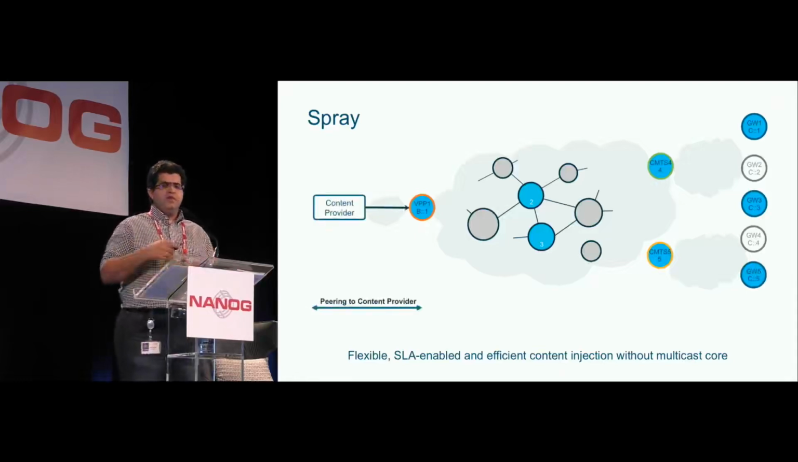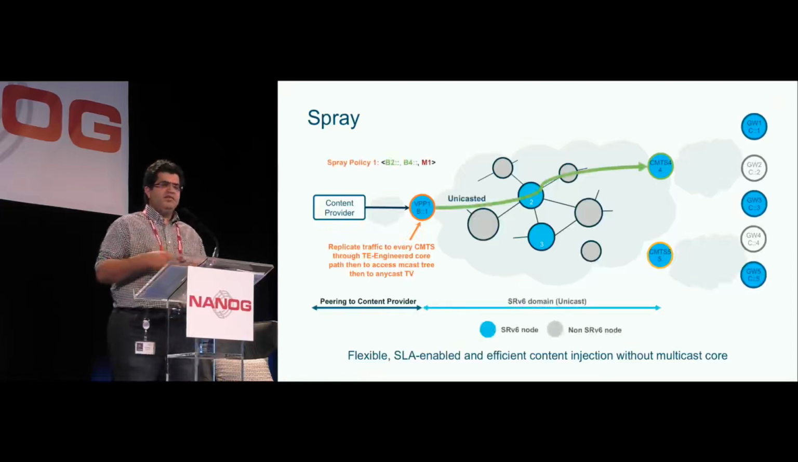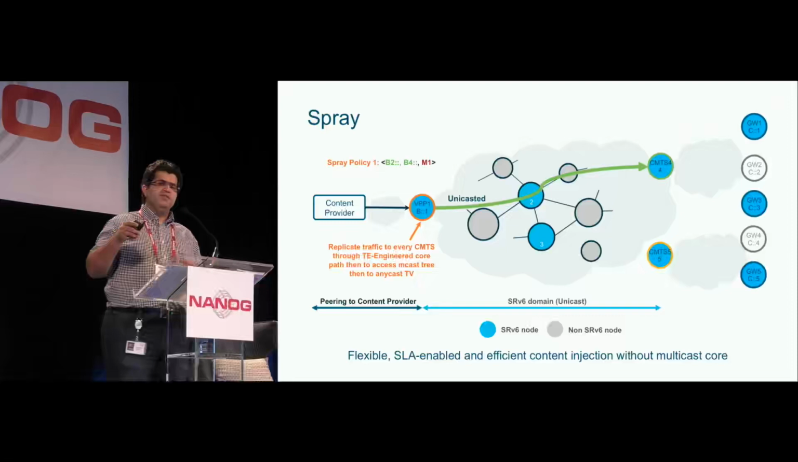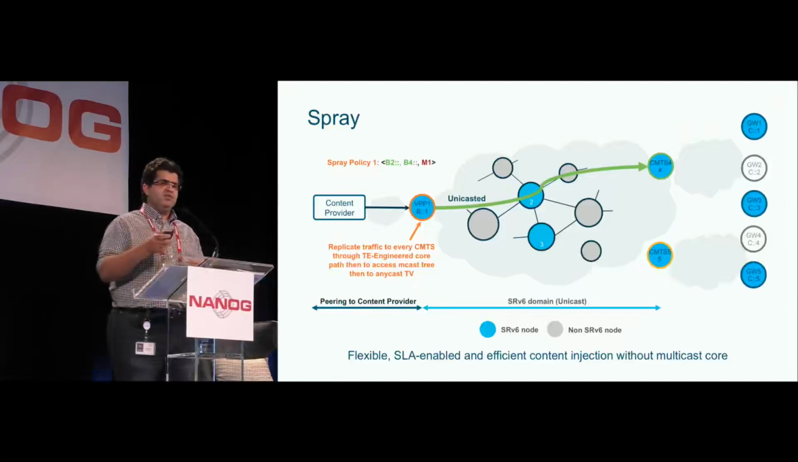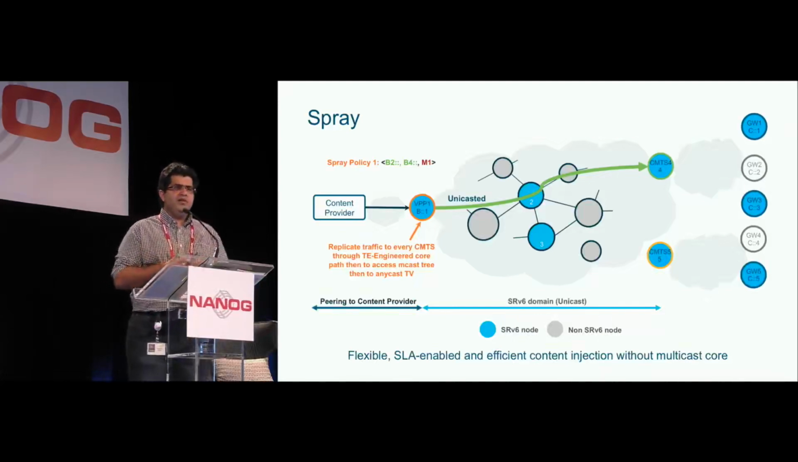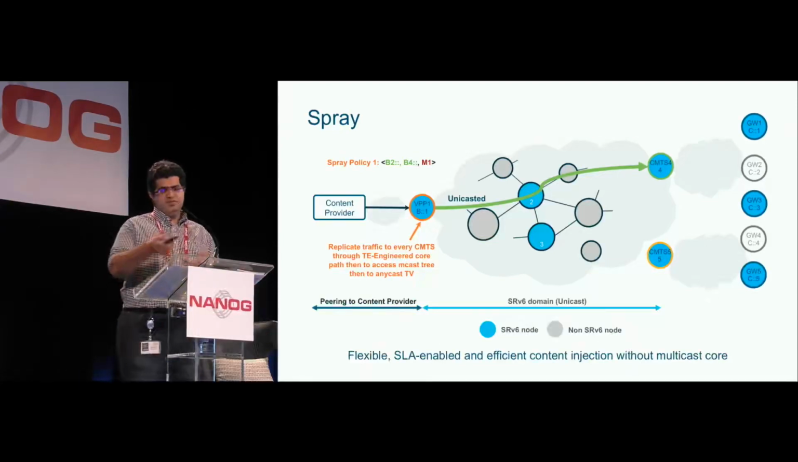So what happens here? A content provider, it could be VPP, it could be any node which understands that. You're peering to a content provider. The content provider will replicate the information to the CMTS, which will then do the multicast function. But in the core, it will just be a unicast. So it has a network instruction, which is a spray policy on top. The spray policy is B2:: and B4::, which means take my packet from VPP, which is the edge node, unicast over to node 2, and then to the CMTS.